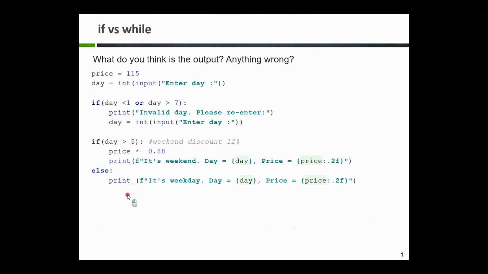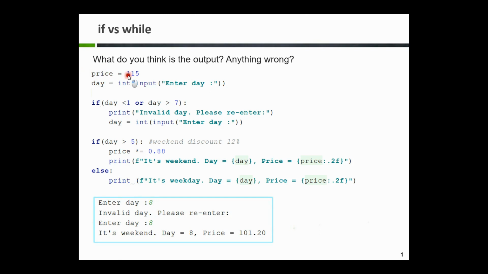Let's look at the outcome. So the code runs, we assign 115 to price, and ask the user to enter the day. The user enters 8. 8 is bigger than 7, so this if condition is true. You then go in and print invalid day, please re-enter, which is this statement here.